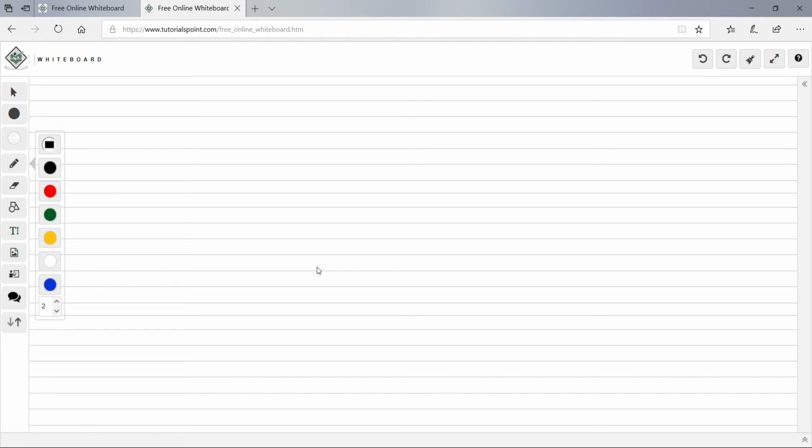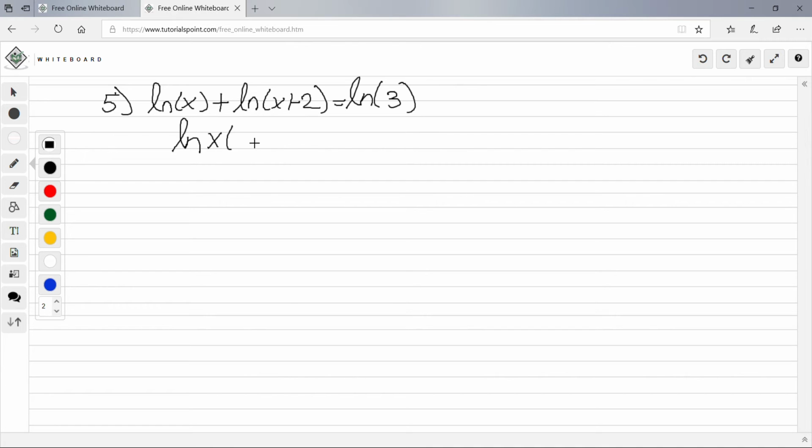The last one, number 5. We are given ln of x plus ln of x plus 2 equals ln of 3. So I will simplify the left. Let's make this one ln. When you're adding, you're really multiplying. So it's ln of x times x plus 2.